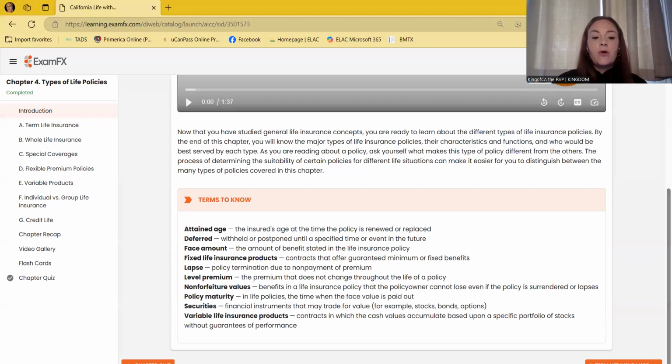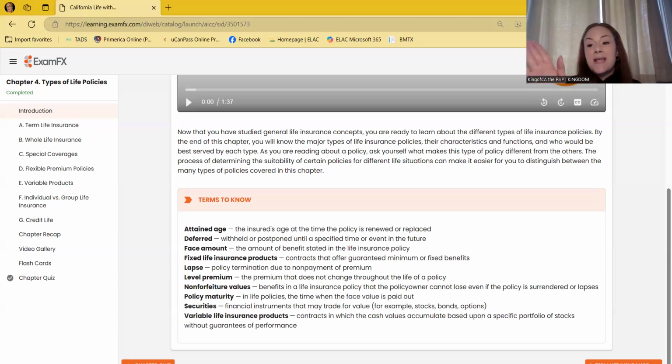So first thing I want to go over is the keywords. We need to learn the terminology before we get into the chapter. The first one is attained age. Attained age is the insured person's age, the person being insured, at the time that the policy is renewed or replaced.